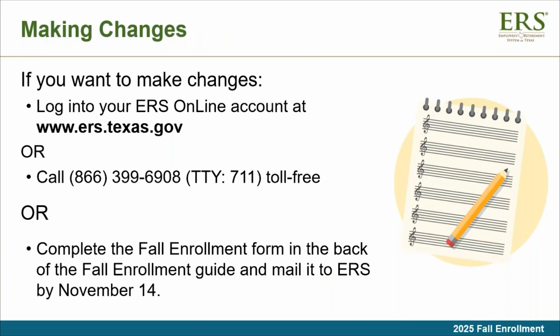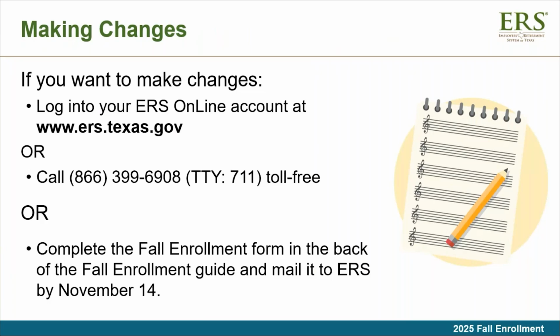Just by logging into your ERS online account and following the prompts, or you can also call toll free at 866-399-6908, or in the back of that fall enrollment guide, there will be a fall enrollment election form. You can complete it, rip it out, send it back to us by mail, or drop it off at the ERS building by November the 14th. If you're coming to the building anyways, you can ask to speak to someone to help you process those changes as well. You can find more information on how to go about processing those changes on page 3 of that fall enrollment guide.